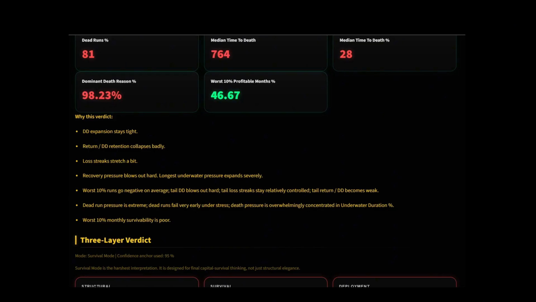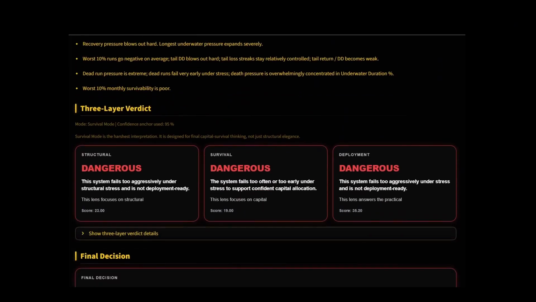Then we move into the three-layer verdict. This splits the result into three separate lenses. The structural lens looks at how much the strategy degrades under stress. The survival lens focuses on whether the strategy actually survives the simulation. And the deployment lens combines those signals into a practical capital decision. Below that, we can open the detailed three-layer verdict section.